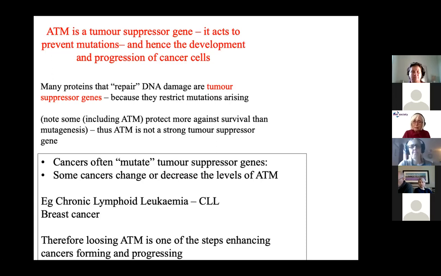So cancer cells, as I say, often change these tumor suppressor genes. And that's true. Some cancers change or diminish the levels of ATM. Chronic lymphoid leukemia is one such cancer, and changes in ATM have also been reported and observed in breast cancer. So losing ATM is one of the steps enhancing cancers forming and progressing.